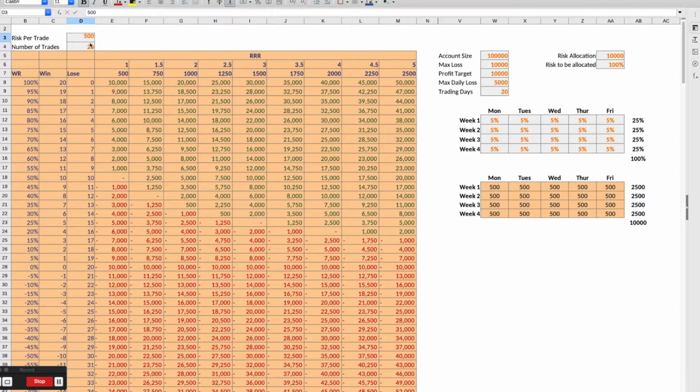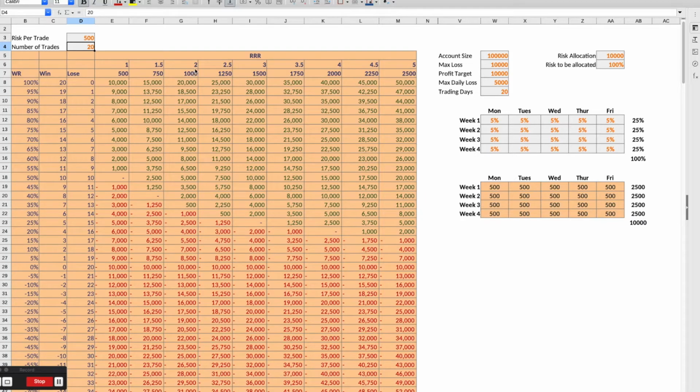Let's assume that it's £500 risk, number of trades is 20, and as you can see, if your win rate or win ratio is 100%, so you win 20 times out of 20, and you're doing, say, a 1-to-1 risk to reward, so you're risking £500 to make £500, you would make 10k in a month. Now if you were risking £500 to make, I don't know, 1.5%, so you would be making £750 on a trade.